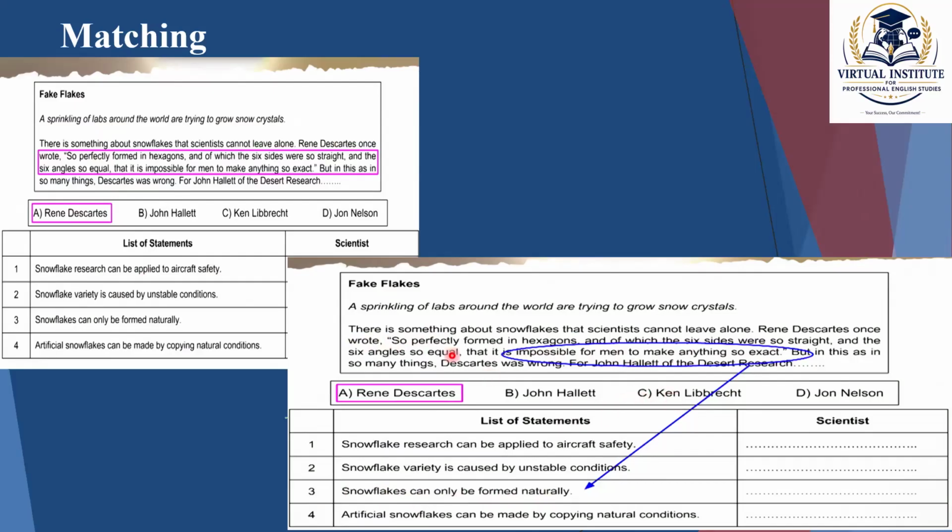A sprinkling of labs around the world are trying to grow snow crystals. There is something about snowflakes that scientists cannot leave alone. Descartes once wrote, so perfectly found in hexagons, and of which the 6 sides were so straight and the 6 angles so equal, that it is impossible for men to make anything so exact. But in this, as in so many things, Descartes was wrong, for John Hallett of Massachusetts.